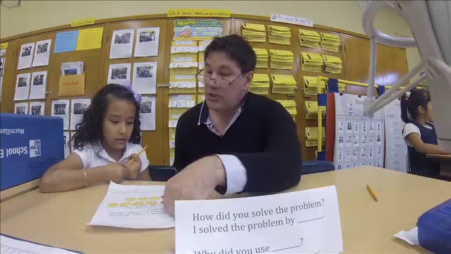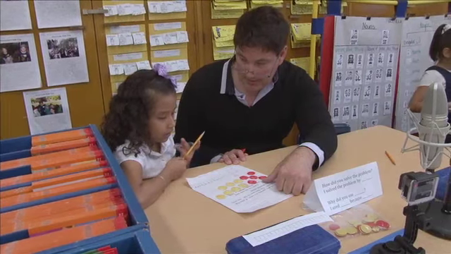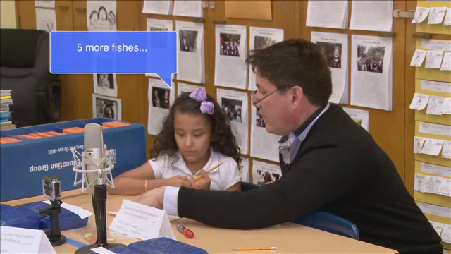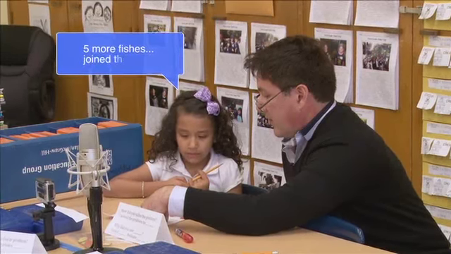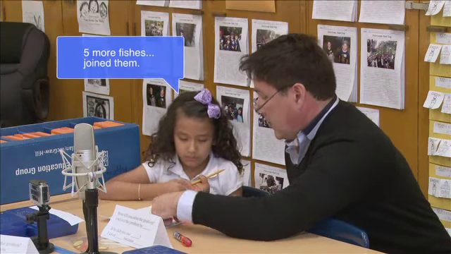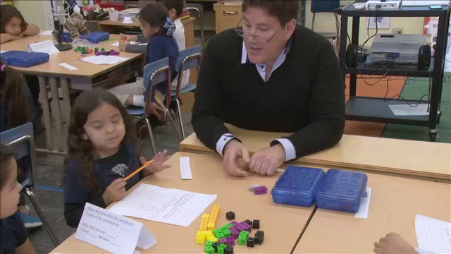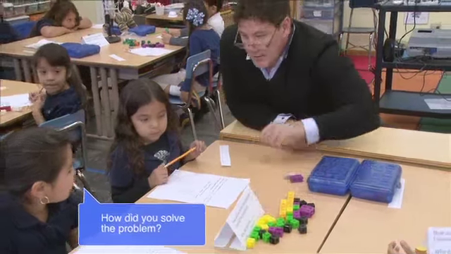Okay, so why did you choose 5 counters? Because it says 5. I solved the problem by using fishes, using Joined. Purple. Okay, so 5 more fish joined them. Did you ask each other questions? Okay, ask Brittany how she solved the problem. How did you solve the problem?